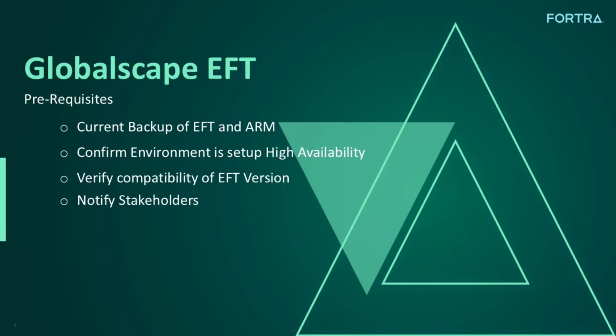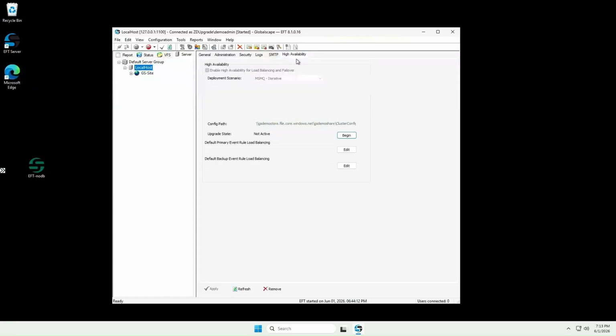We'll begin with the first node in the cluster. Log into EFT and go to the High Availability tab of the server. Here you will see an upgrade status line that says Not Active and has a button labeled Begin. Please do not push this button unless you're ready to upgrade all the nodes in the cluster. Once you push the button, it'll place every node in the cluster in read-only mode during the upgrade process.